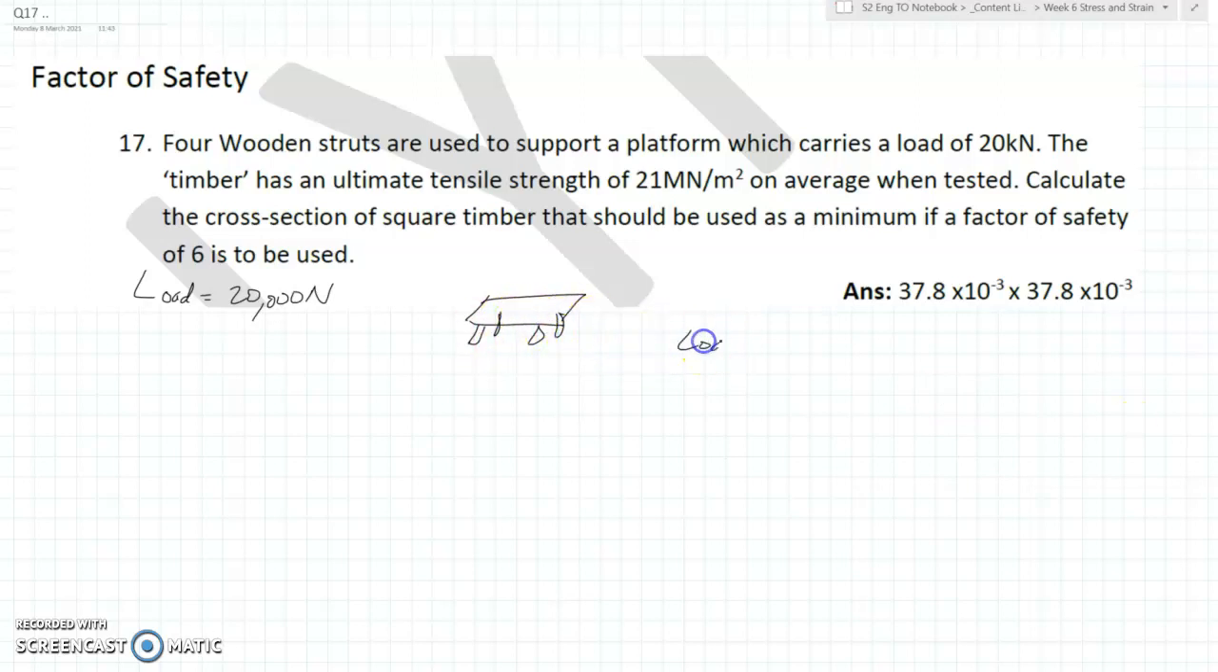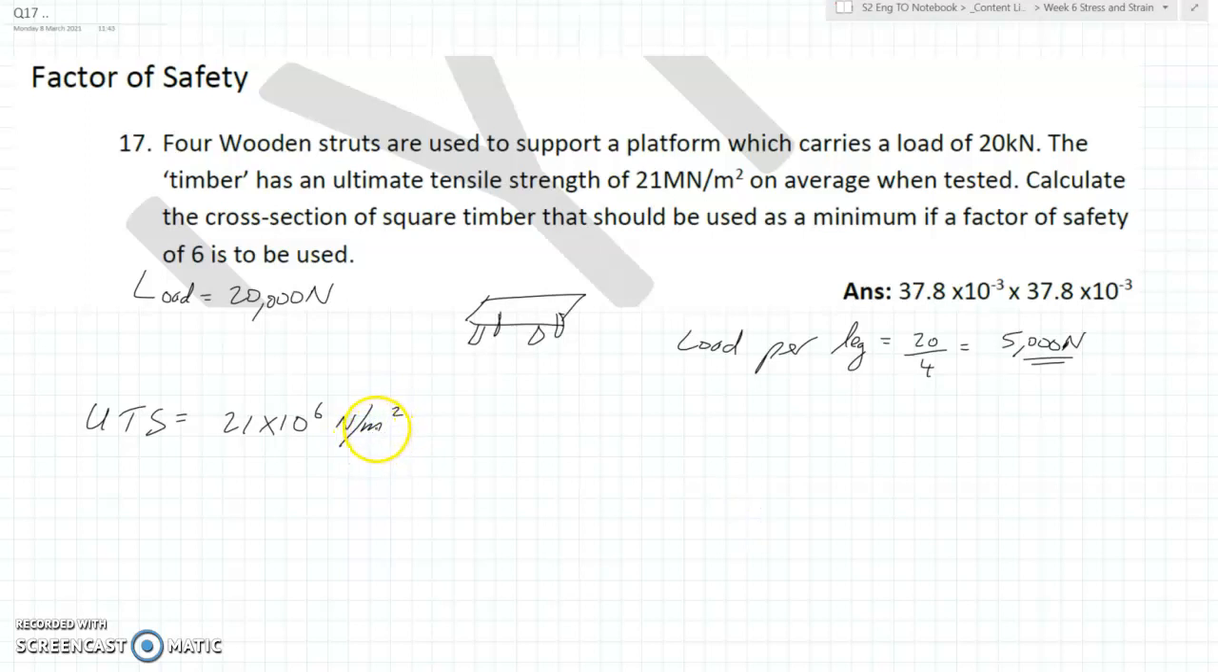So the load per leg will be 20,000 divided by 4. That would give us 5,000 newtons. That's the load per leg. The timber has an ultimate tensile strength of 21 meganewtons, so the ultimate tensile strength is 21 by 10 to the 6 newtons per meter squared on average when tested.